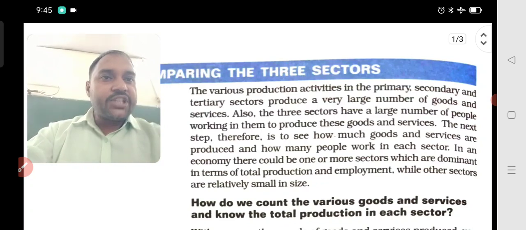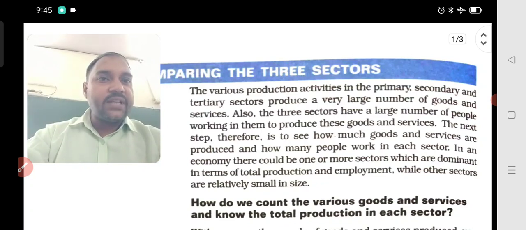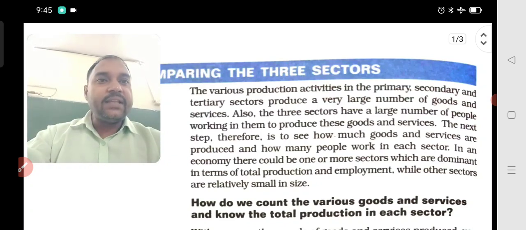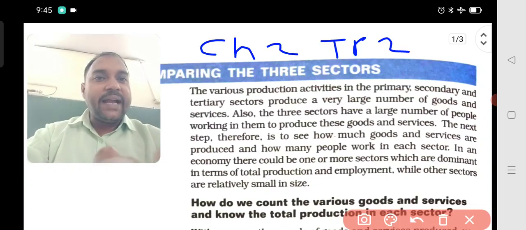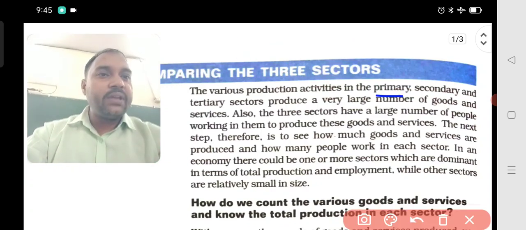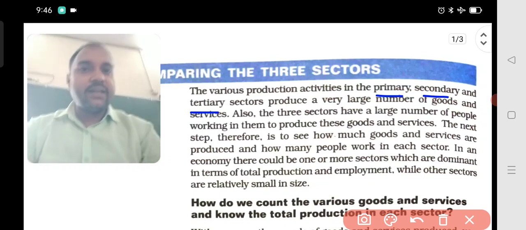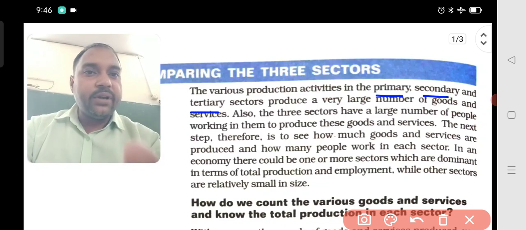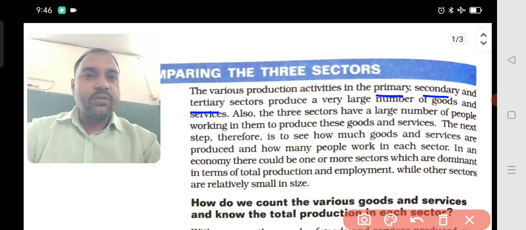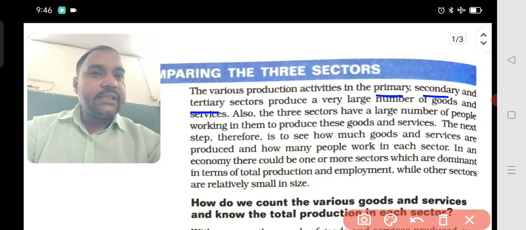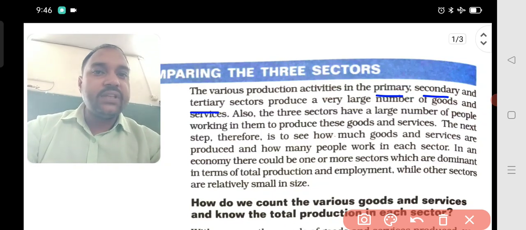The various production activities in the primary sector and tertiary sector produce a very large number of goods and services. Look, in the last topic we have discussed that we have three sectors in our economy: primary, secondary and tertiary sector, and all these three sectors combinedly produce goods and services in the economy. The very first line states this only, that the primary activity of these three sectors is to produce goods and services in the economy.